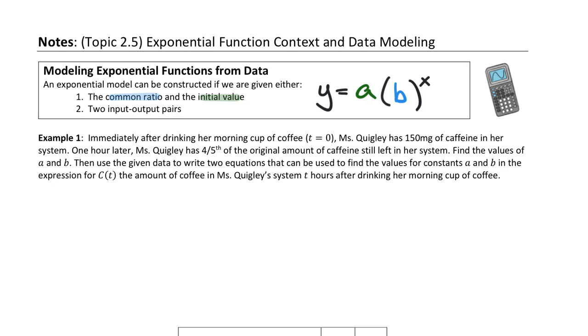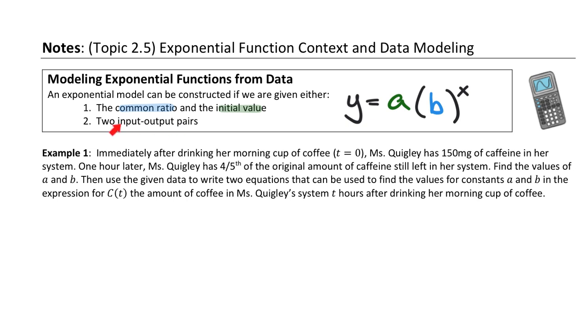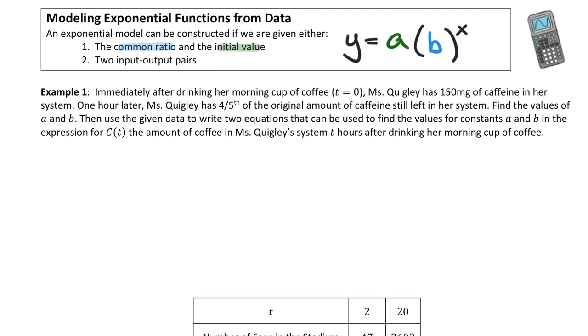But most of the problems will give you two input-output pairs or a set of input-output pairs, like a table or a graph, something like that. That's level 2, but that's where technology comes in because we're going to use technology to answer those questions. So let's see an easy example right here. This one is going to be like number 1.